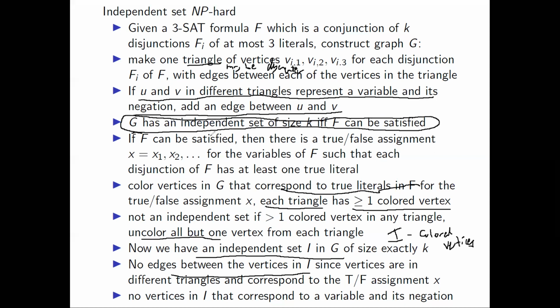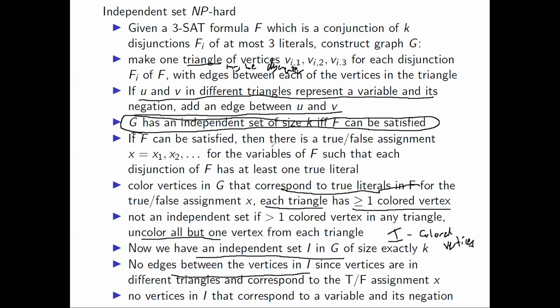And now we can see that we actually have a polynomial time algorithm to solve 3SAT as long as we can use independent set as an oracle. So we take any 3SAT formula F. We convert F to a graph G. We determine if G has an independent set with size equal to the number of disjunctions in F. If so, then F can be satisfied. And if not, then F cannot be satisfied.